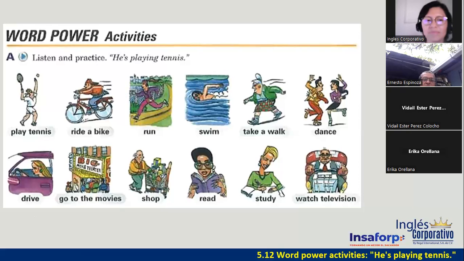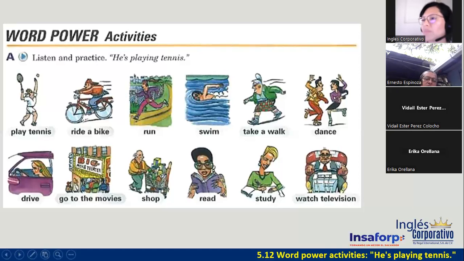Read. She's reading a book. Muy bien, ¿verdad? She's reading a book. Mm-hmm. Muy bien. What about study? She's studying. Muy bien. Okay. She's studying. Watch television. He's watching television. Good job. Excellent. Okay.